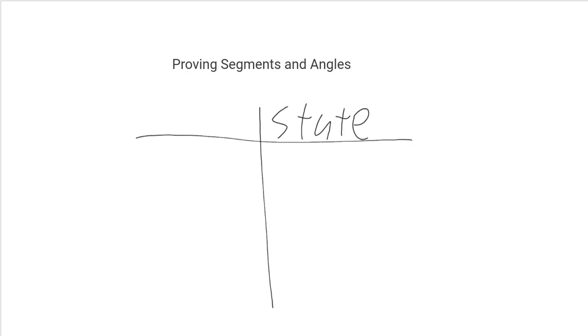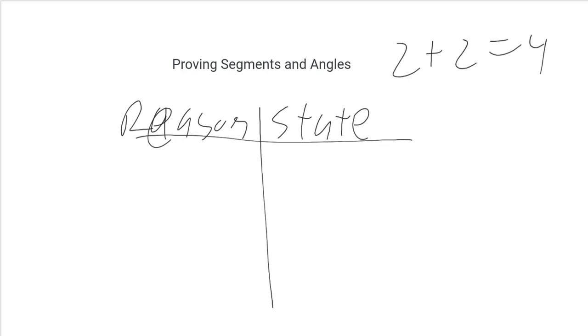My dudes, this is Math Time with Mr. G, and today we're going to talk about proving that segments and angles are congruent. So on the next slide, we're going to have a set of statements that we're going to make, and then our rationale, so our reasons. For example, they're going to try to get us to say that 2 plus 2 is equal to 4.